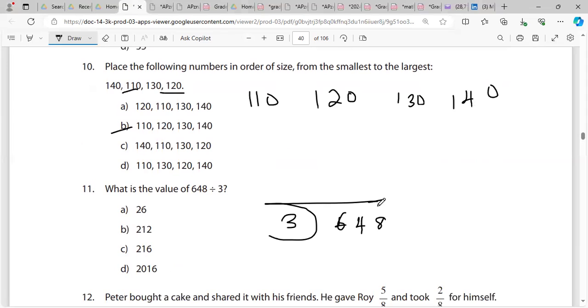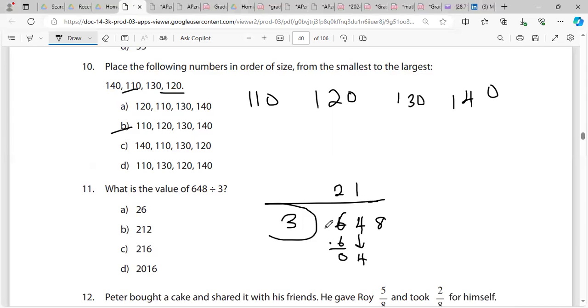Number is 648. So we have 3 into 6. How many groups of 3 can we get out of 6? That's 2. 3 twos are 6. So we're going to subtract. That gives us 0. But we're going to carry down the 4. And then we're going to say how many groups of 3 we can get out of 4, which is 1.